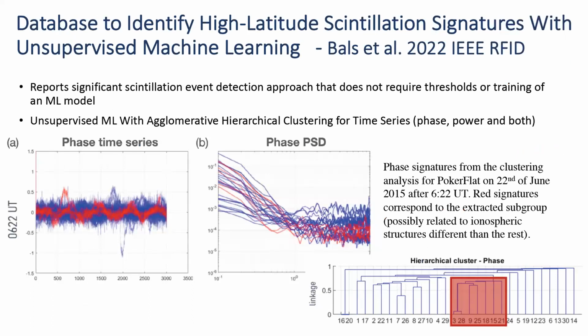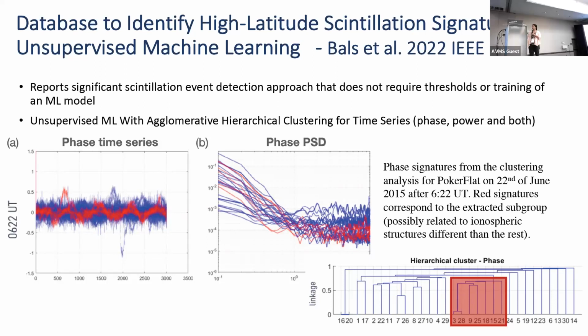This is a paper Murray wrote last year. It's creating a database of high latitude scintillation signatures. So she is approaching the same problem by a different route. And this is where she's got hierarchical clustering, which is a kind of unsupervised algorithm. It deals with clustering data based on scintillation signatures.